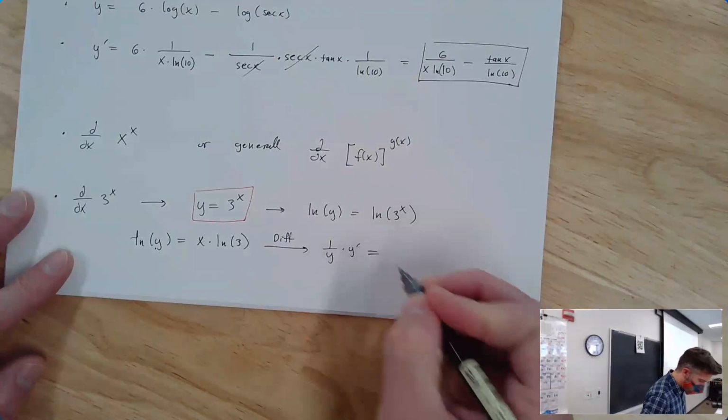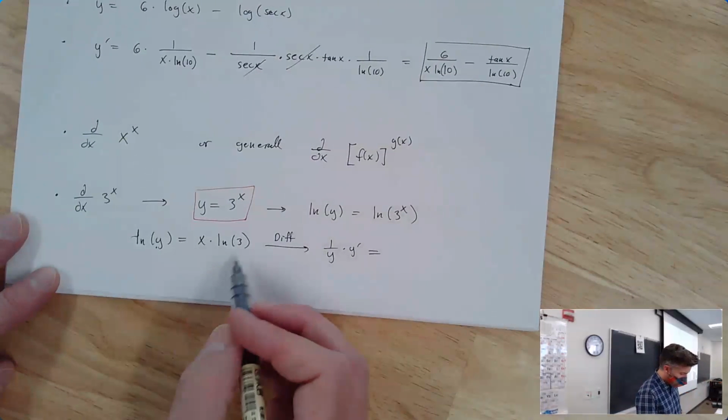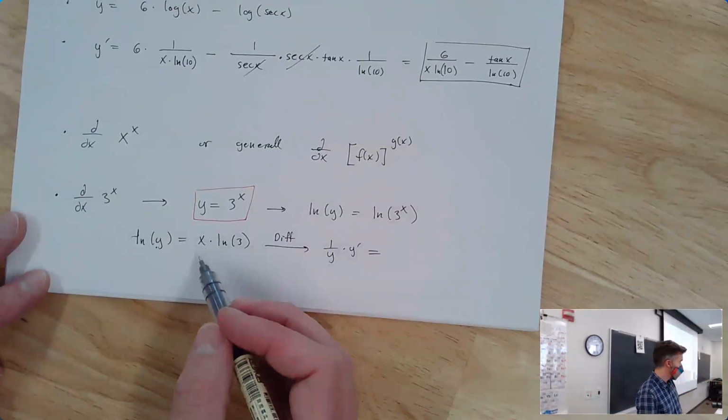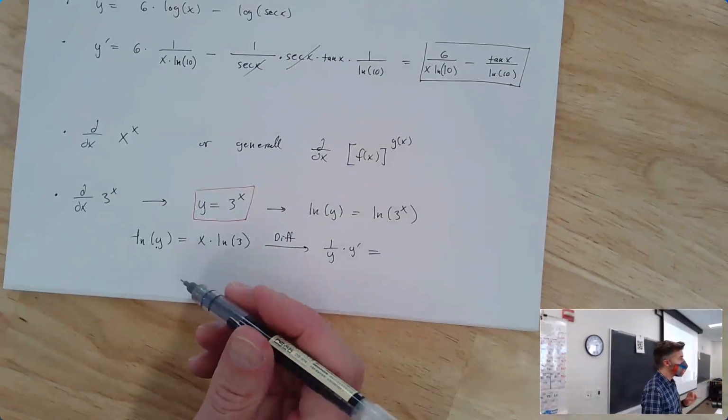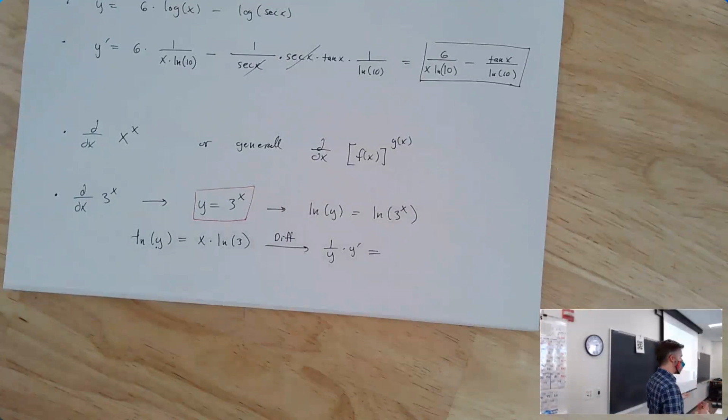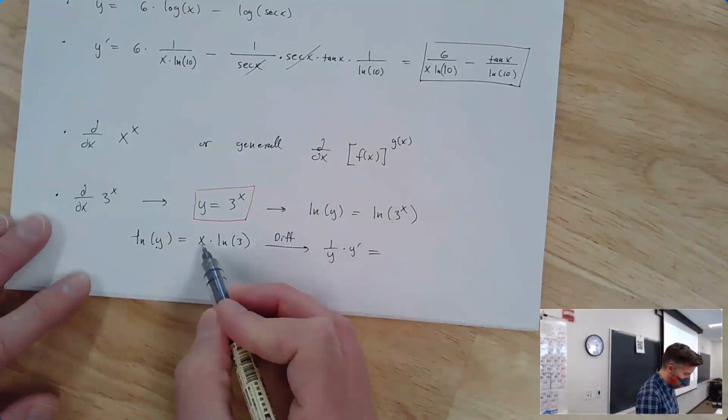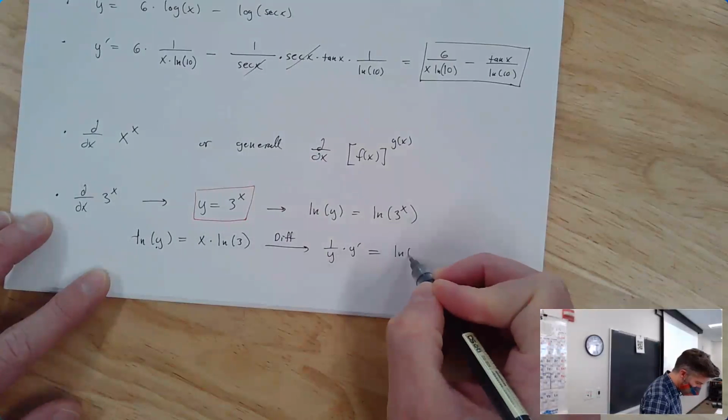I'm trying to find the derivative of 3 to the x. And that's going to equal the derivative of x times natural log of 3. Be careful here. It's really, really easy to think that natural log of 3 is like a function. It's not. Natural log of 3 is just a number. It's like 1.1. It's a constant. So the derivative of this constant times x is just the constant times 1.